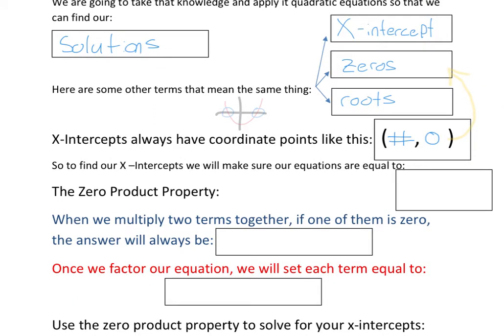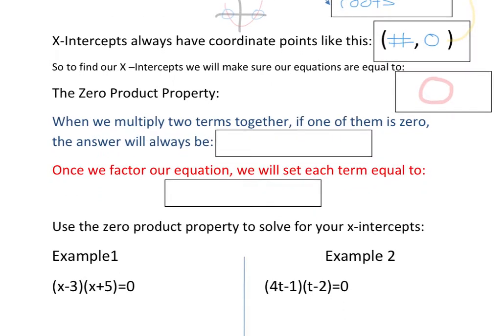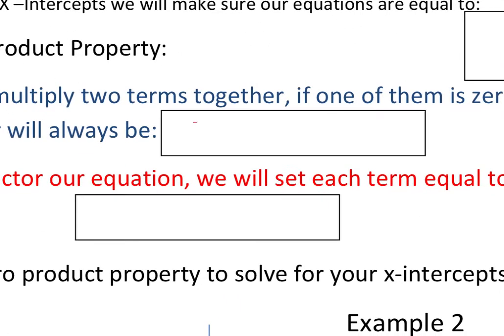So, to find our x-intercepts, we need to make sure that our equations are equal to 0. That's why it's called the zero product property. So, more on this is that when we multiply two terms together, if one of them is 0, the answer will always be 0.